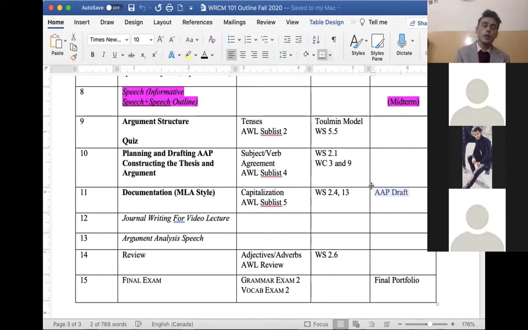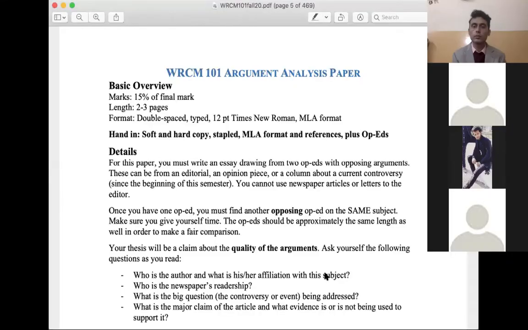Now is the time for us to understand what the next assignment is. We are going to learn how to plan and draft that assignment. By the way, that assignment is called argument analysis paper. So I'll stop sharing this screen and now I'll share with you a different document. This one. I hope you can see on the screen argument analysis paper, which is the next assignment.